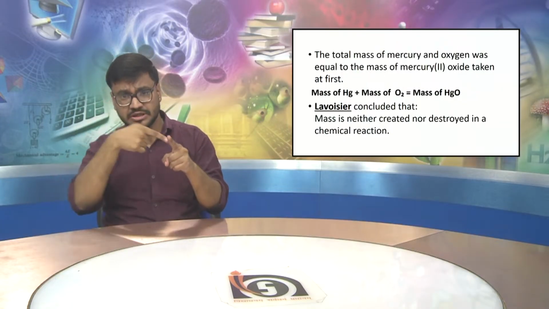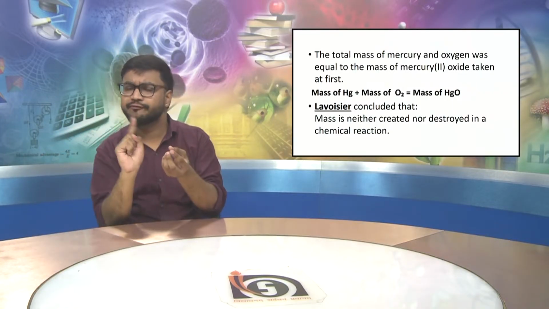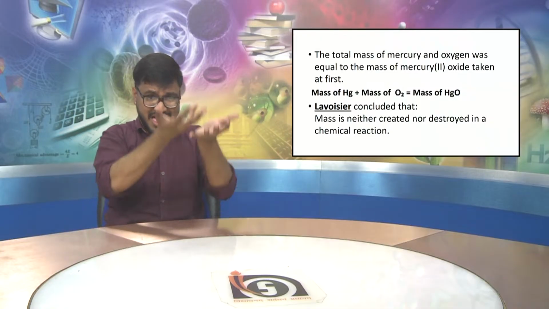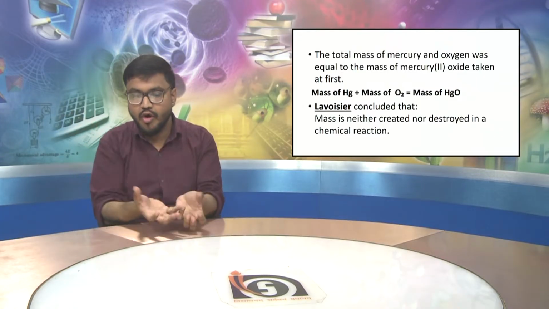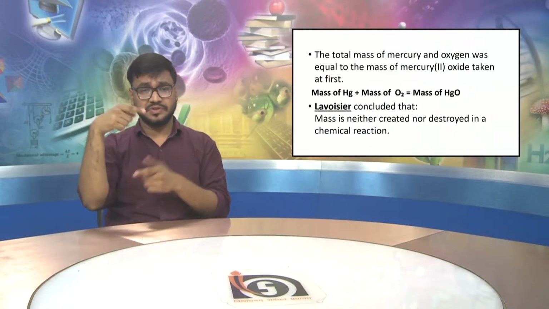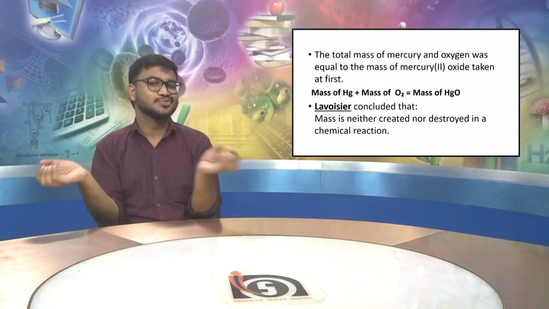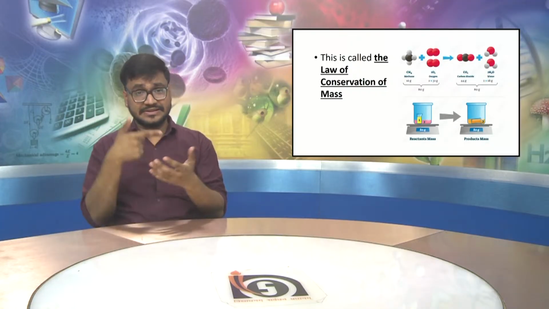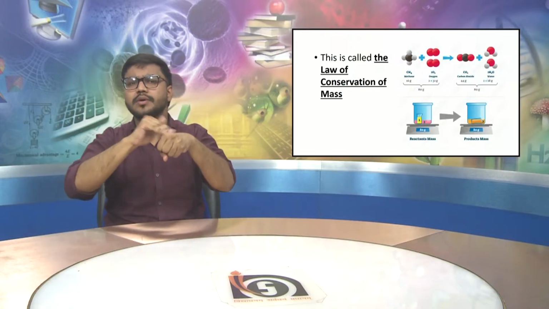The mass of mercury and oxygen was equal to the mass of mercury oxide taken at first. In the form of a formula, we can say mass of Hg, which is mercury, plus mass of oxygen is equal to mass of mercury oxide, which is HgO. Lavoisier concluded that mass is neither created nor destroyed in a chemical reaction. This is called the law of conservation of mass.